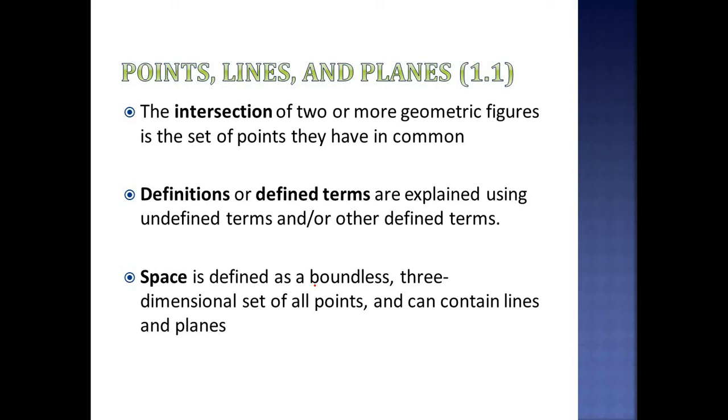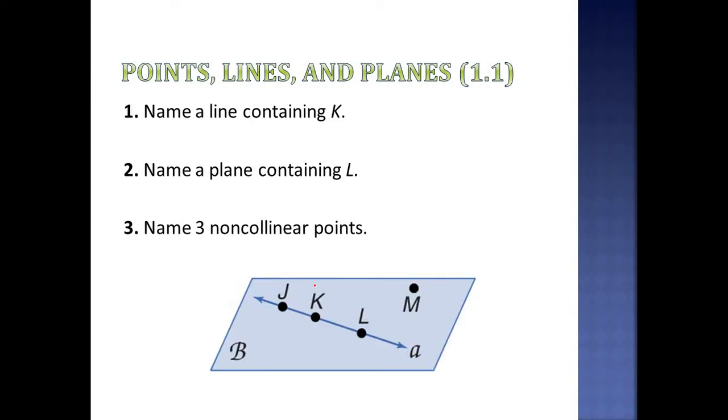And the universe contains all the stars, all the planets, all the galaxies. So that's the easiest way I can relate that to you guys. So space is a three-dimensional set of all points, contains lines and planes, and it's boundless. It's never-ending. All right. So let's get to a couple of examples here, and then you'll have a little bit of work to do on your own.